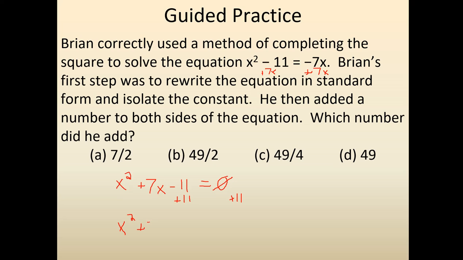x squared plus 7x equals 11. Then we're going to take half of the b term, which would make it 7 over 2, and we're going to square it and add it to both sides. So 7 over 2 squared. Right there I can stop. This is the term I'm looking for. 7 squared over 2 squared. 7 squared is 49. 2 squared is 4. So my answer is C.